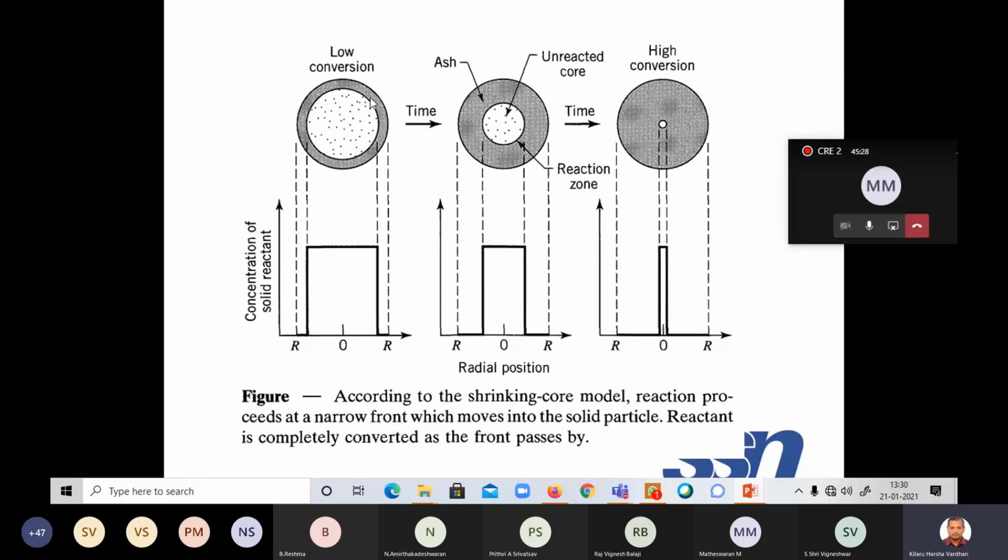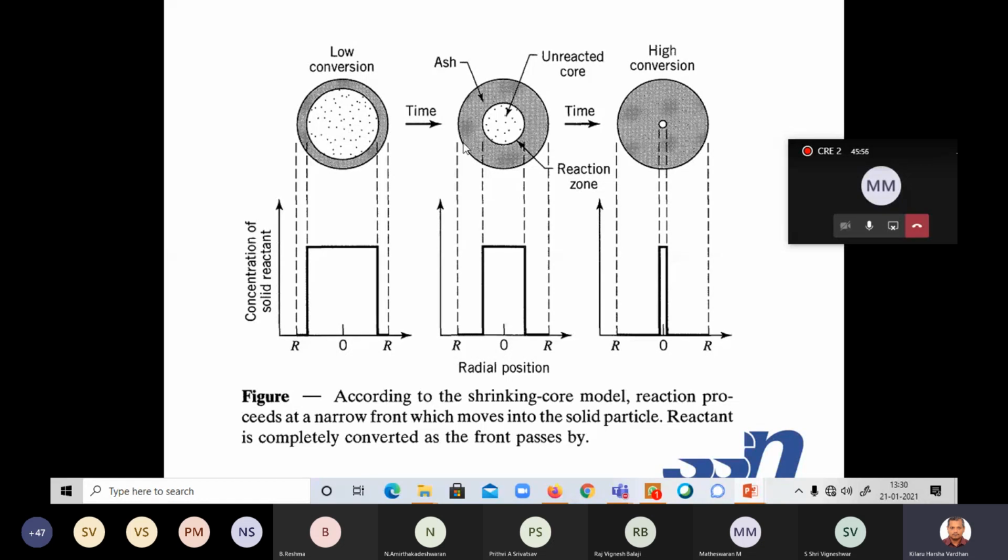Now, for the inner part to be burnt, the oxygen should penetrate through these pores. Am I right? That is the ash. Then only it should reach this surface. Once it reaches this surface, then only the firing will occur. Otherwise, if the oxygen is not able to penetrate through this, there will be no oxygen left here. Therefore, the burning will stop. You get an unburned coal inside. Am I right?